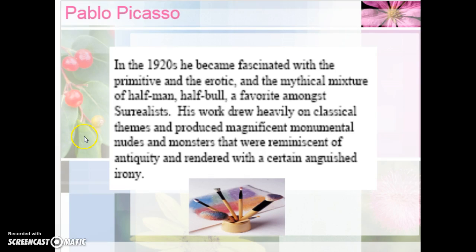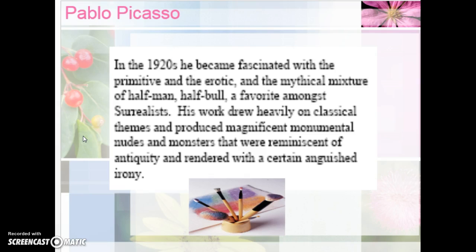And then in the 1920s, he became fascinated with the primitive and the erotic, and the mythical mixture of half-man, half-bull, a favorite among surrealists. You might think of Salvador Dali here. He was a surrealist. The Melting of Time, the watches that were melting, he was known for that painting. So surrealism was sort of like a dream state. You kind of would paint what you might dream, things that might not make sense.